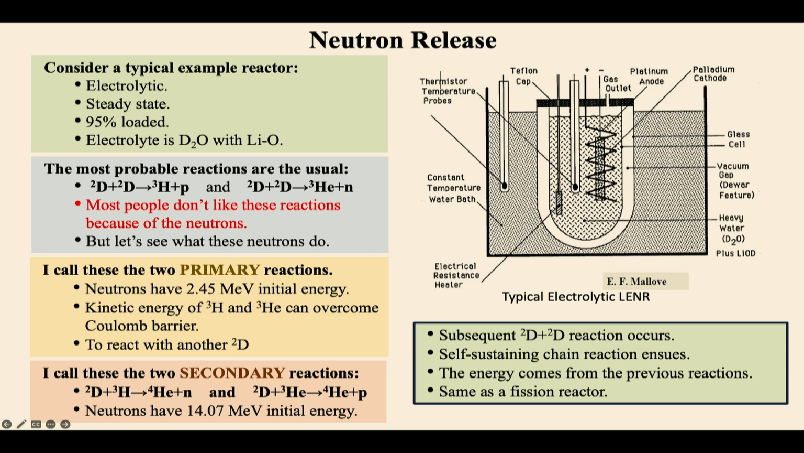A subsequent D2 plus D2 reaction can occur and a chain reaction will ensue. Now the energy for that chain reaction comes from the previous reactions. You don't need to violate thermodynamics in order to make the reactions occur. And this is exactly the same phenomenon that occurs in a fission reaction.